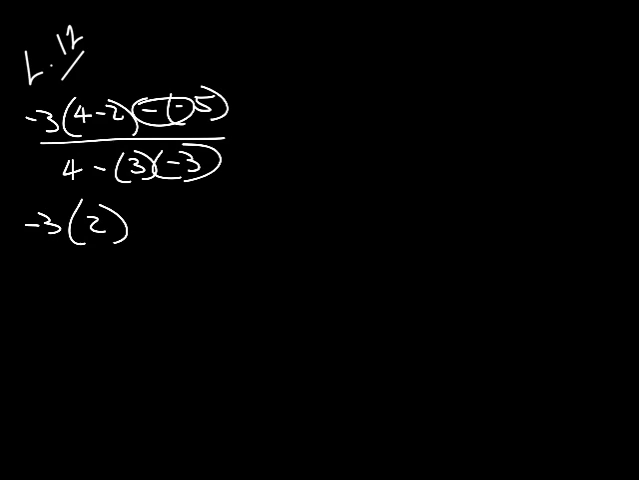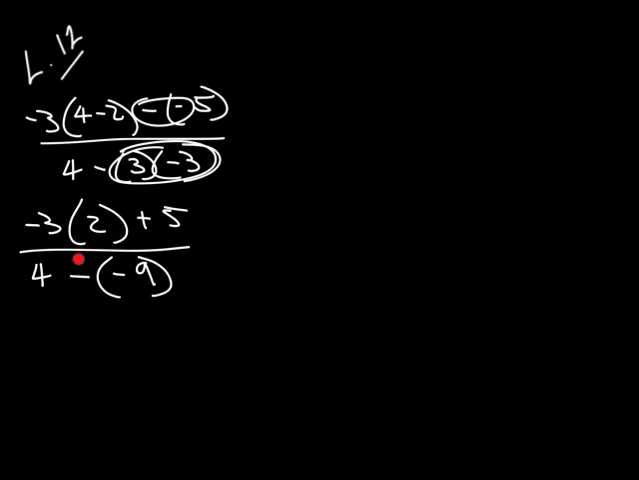And 2 negatives here. Okay, we got 4 minus, and then 3 times negative 3 is negative 9. So again, this negative here is here, but 3 times negative 3 is negative 9. So don't neglect putting that negative on there when you see that negative.